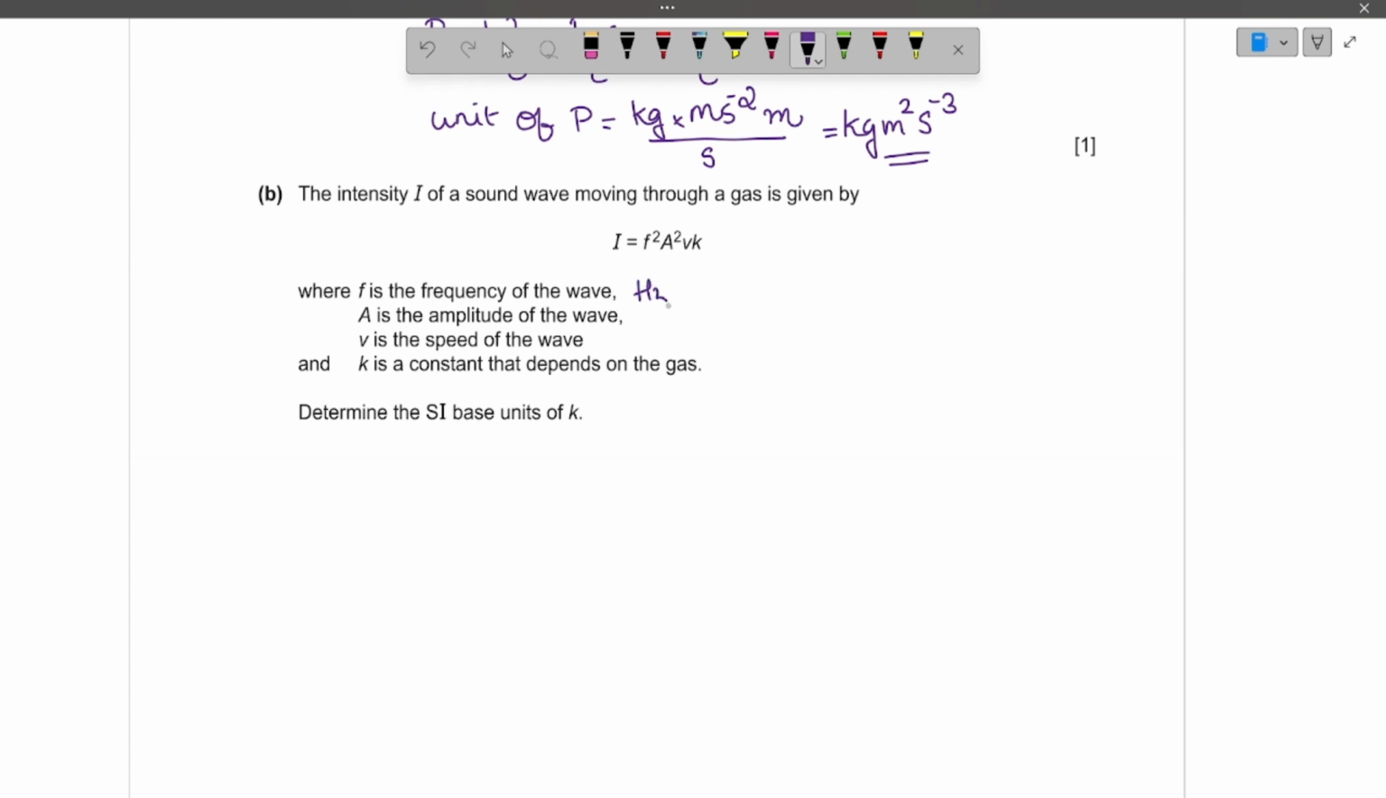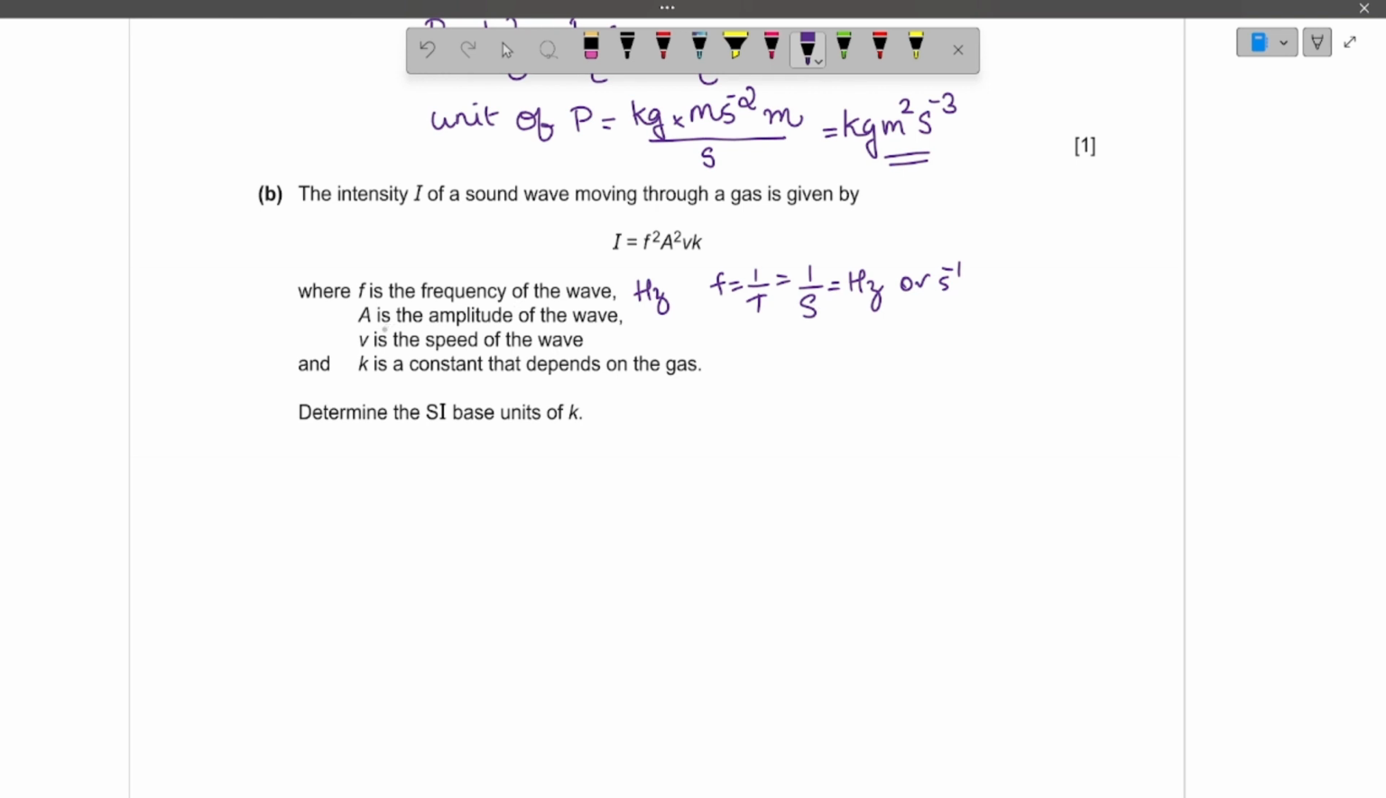Actually the unit is hertz, which means that f is equal to 1 by T. The unit of frequency would be, T is the time period, right? So 1 over s. This is termed hertz. So in terms of base units, you can say the unit of frequency is s⁻¹, because second is one of the base units.